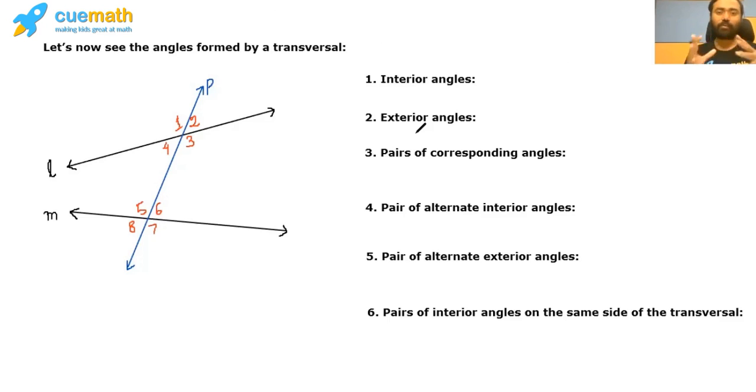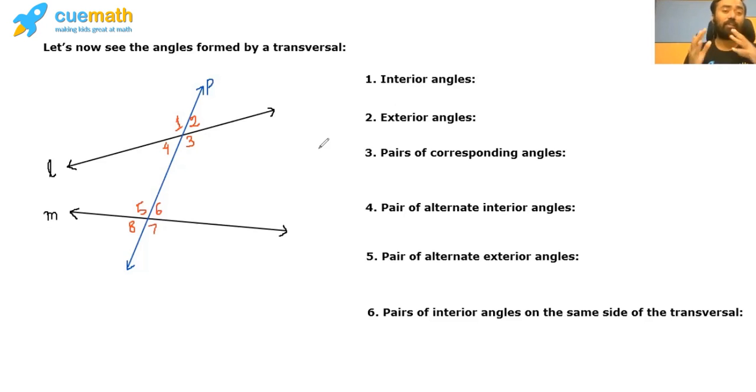So basically, these are the different categories of angles we are going to get when a transversal intersects any two lines at two distinct points. Let us look at each of these categories one by one, and let us see what are the different angles which we can put under these categories. So the first one is interior angles.